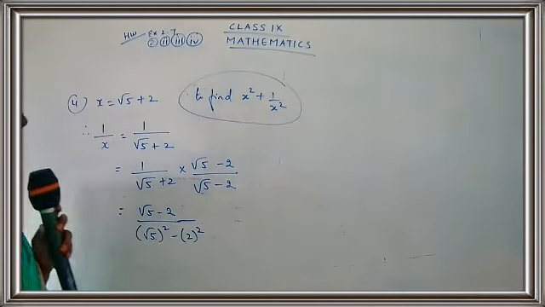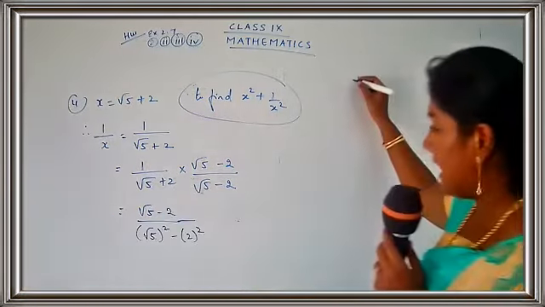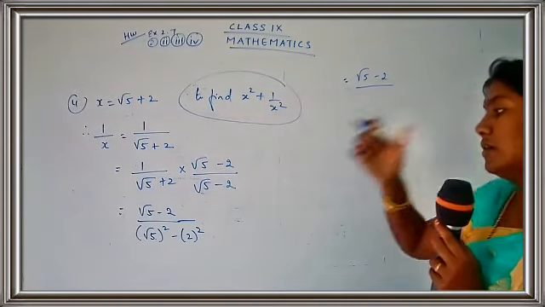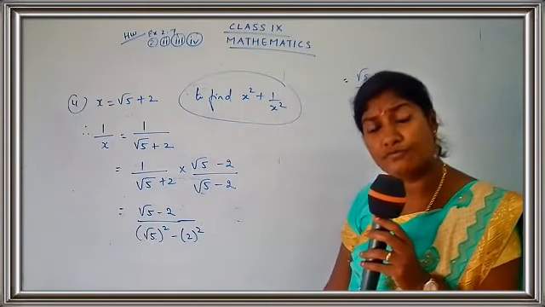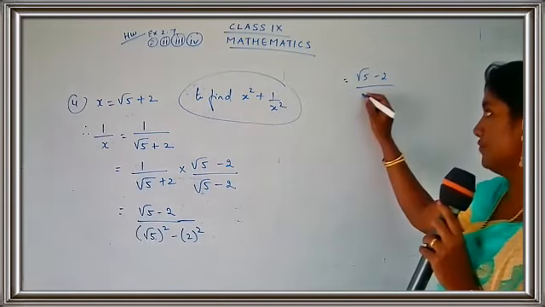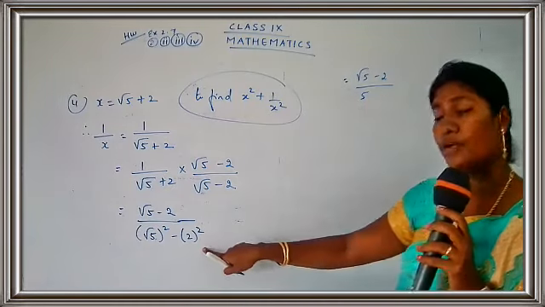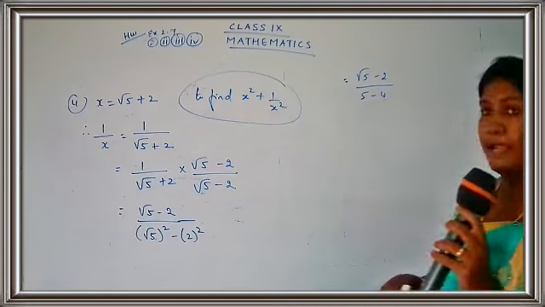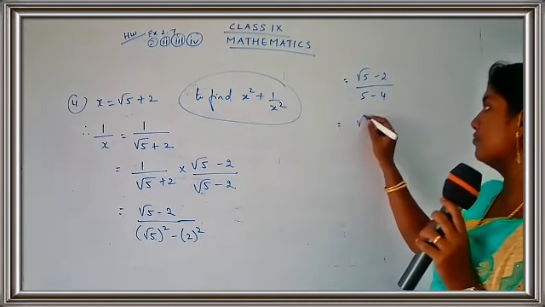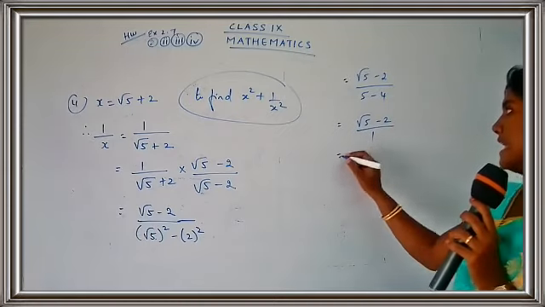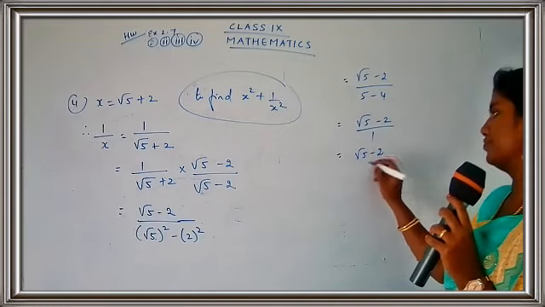So let me write the next step. I get here root 5 minus 2 upon root 5 square minus 2 square. What is the answer for root 5 square? Root 5 into root 5? It's 5. 2 square, 2 into 2? That's 4. So I get here 5 minus 4. So the answer is root 5 minus 2 upon 1. So the answer is root 5 minus 2.